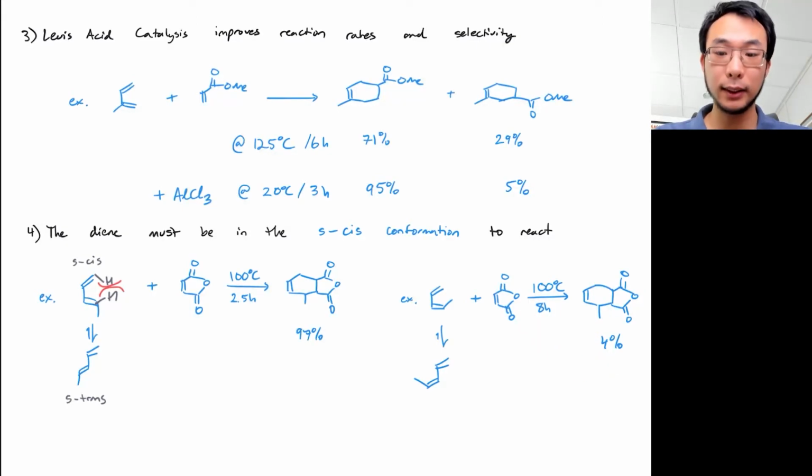Right? So that tells us it's really hard to get from this s-trans conformation to the s-cis conformation before we can even react. And so what we find is that Diels-Alder reactions tend to be a little bit more successful if we don't have this s-cis problem here. And so we have fewer groups pointed inwards.